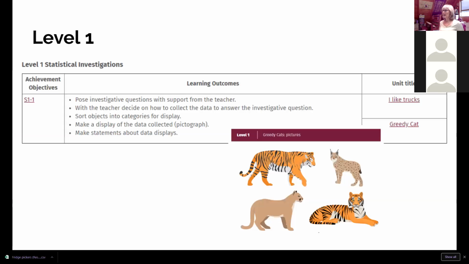So at level 1, there's 2 activities in there. The I Like Trucks, which looks at kids' favourite toys, so they bring their favourite toys in, and the Greedy Cat one. And these ones here have just had some minor tweaks to make sure the language is consistent with the New Zealand curriculum. So most of these activities, not all of them, but some of them have been around for a while, and they're still very good in terms of interest for kids.